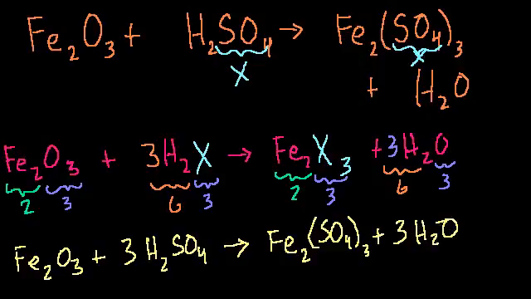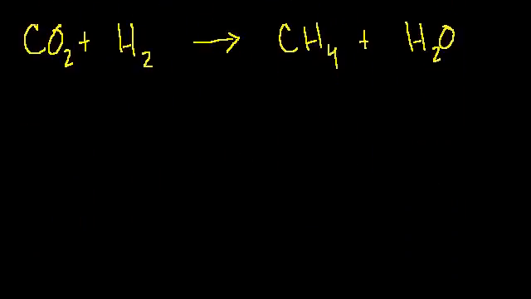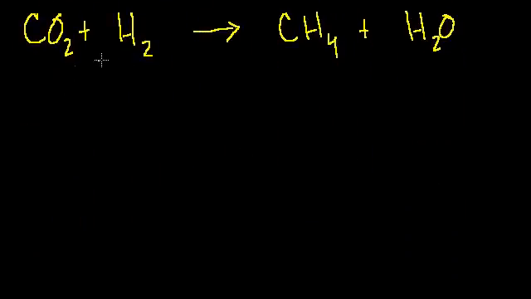Let's do one more, and then I think we'll be all balanced out. Carbon dioxide plus hydrogen gas yields methane plus water. So let's deal with the carbons first. I have 1 carbon here, 1 carbon there. The carbons look happy. Let's look at the oxygen. I have 2 oxygens here, I have 1 oxygen there. So I want 2 oxygens there, so let me stick a 2 there.